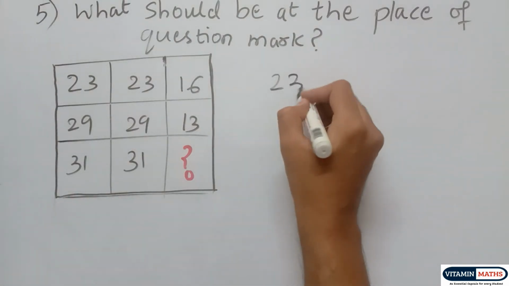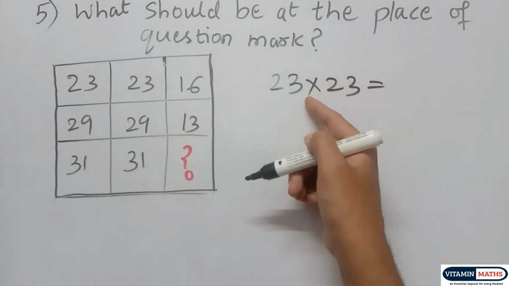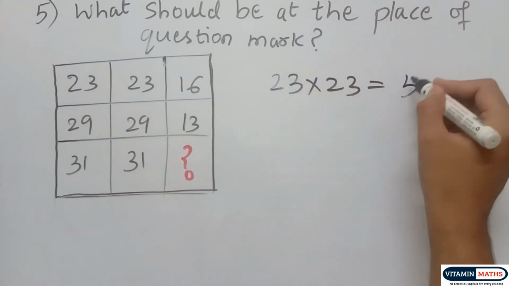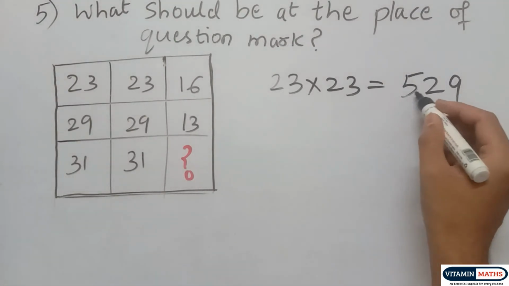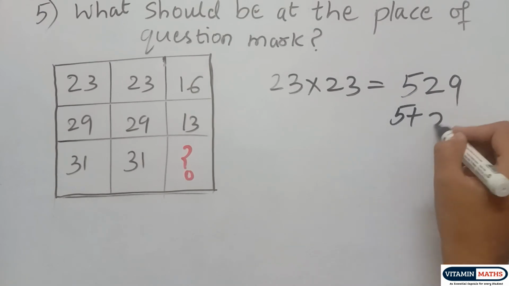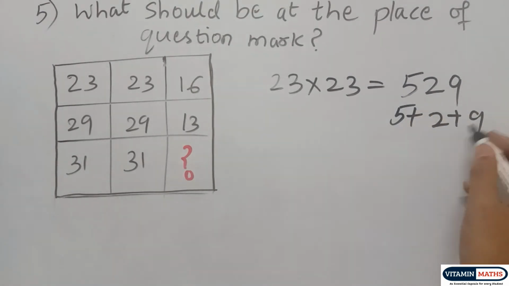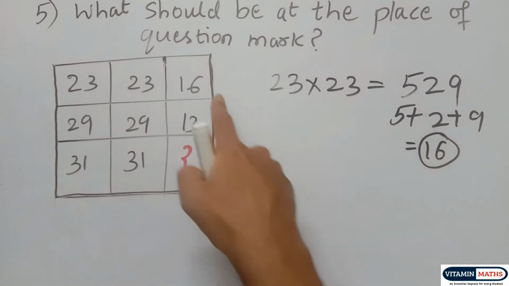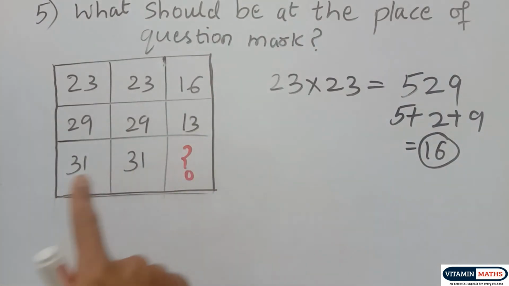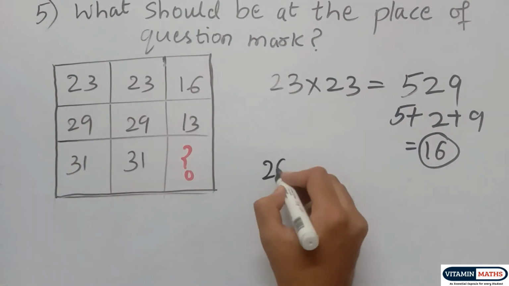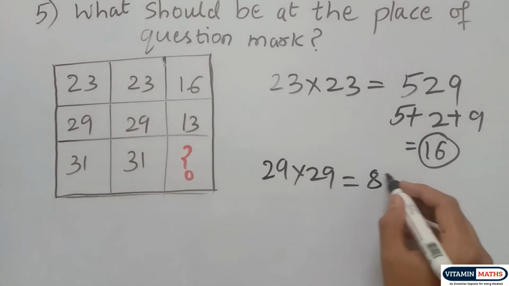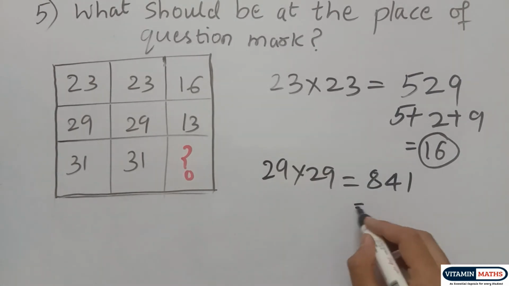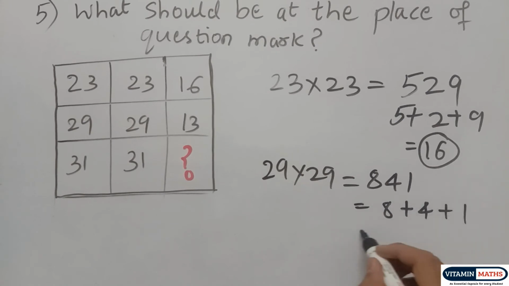23 into 23, that is 23 square, which we already solved in the first example, is 529. Now I will add all these three numbers individually. 5 plus 2 is 7, 7 plus 9 is 16. So we got this analogy. Let us check it for the second row. 29 into 29, that is 29 square, is 841. Again 8 plus 4 plus 1 gives 13.